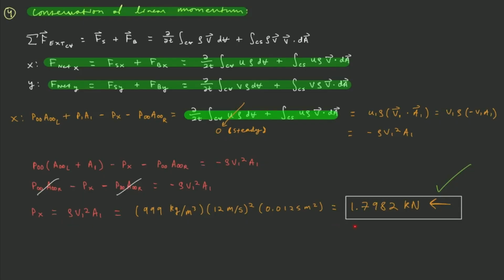You plug in your givens, and you get that Px is equal to 1.7982 kilonewtons acting to the left, right? So we got a positive value for our Px, which indicates that we assumed the correct direction. So Px has to equal 1.7982 kilonewtons acting to the left to counteract the impinging jet from the nozzle.